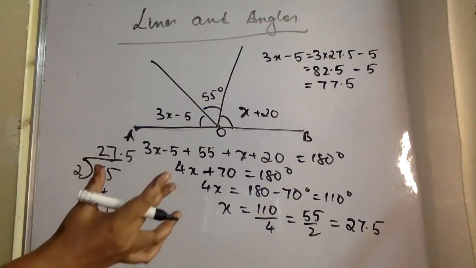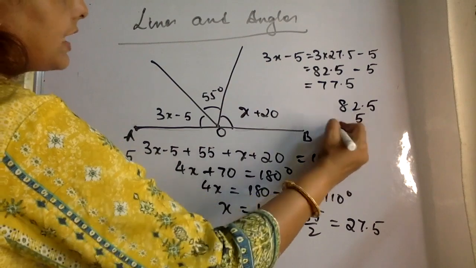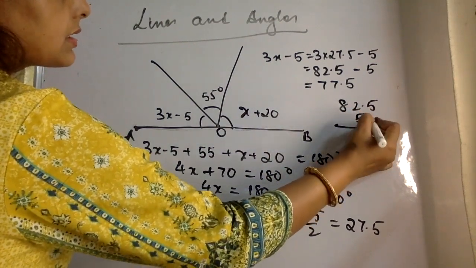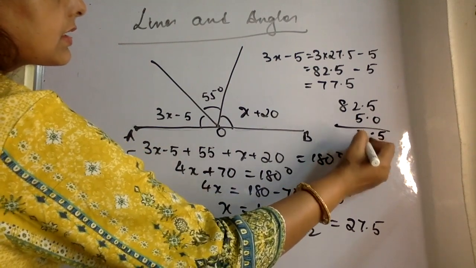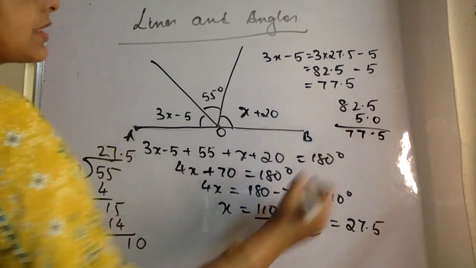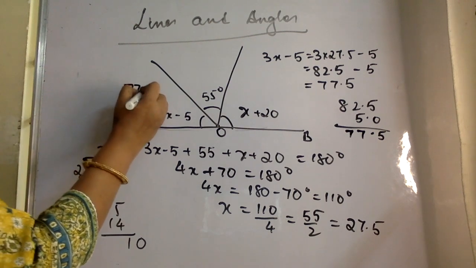How should you subtract? You should put the 5 here and not here. People will put the 5 in the wrong place and they go wrong. This is supposed to be 0, then this is 7. So be very careful when you are subtracting decimals. 77.5 degrees is the value of the first angle, that is, this is 77.5 degrees.